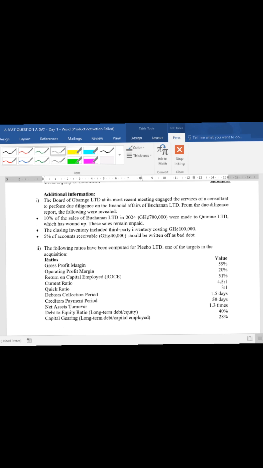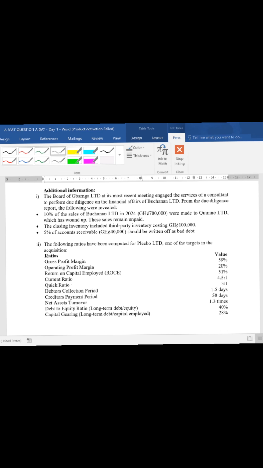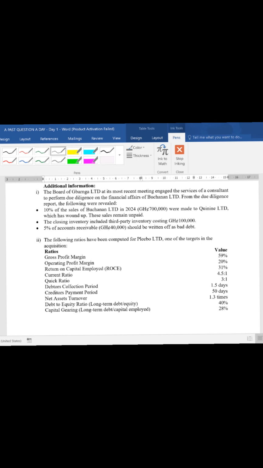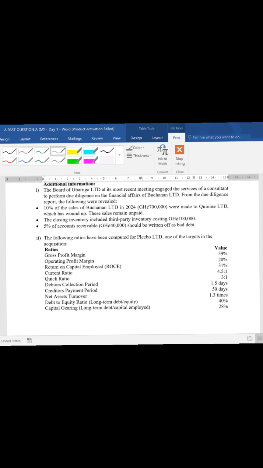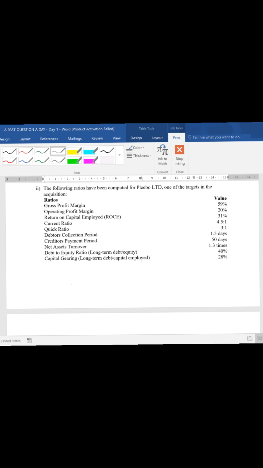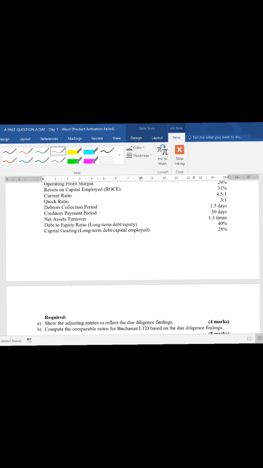The following ratios have been computed for Plido Limited, one of the targets of the acquisition. So we have our gross profit margin, our operating profit margin, return on capital employed, quick ratio, current ratio, debtors collection, creditors, net asset turnover, debt to equity ratio, and our capital gearing ratio. Some of these ratios come with their formulas attached. So that's good news for us.